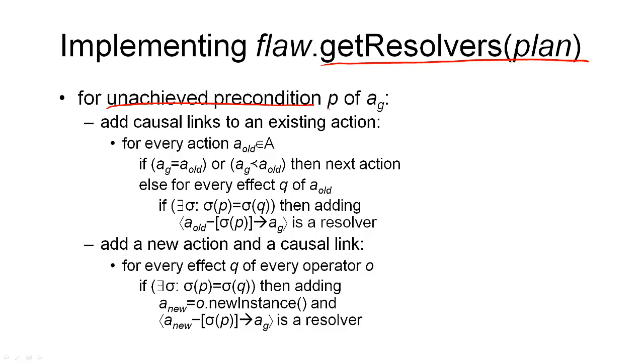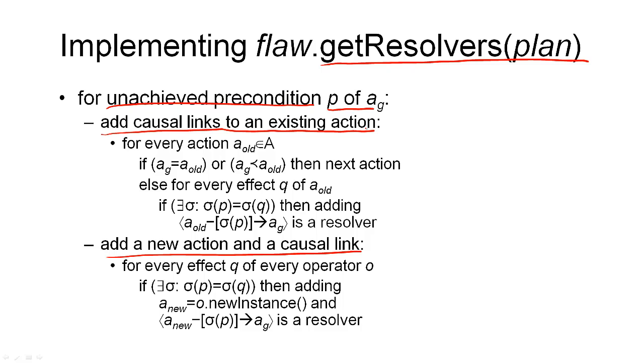And we will consider the precondition P of action AG. And there are two principal ways in which this type of flaw can be removed from the plan, in which way it can be resolved. Namely, by adding a causal link, and by adding a new action and a causal link. Let's start with the causal link alone. This is a causal link to an existing action.